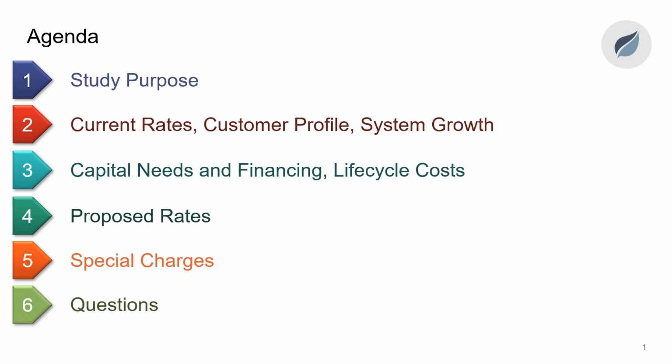We'll talk about the capital needs and how we propose to finance those capital needs. And then we'll talk about life cycle costs, which really relate to asset management planning. Then we'll talk about the proposed rates, the volume and the base charge rates for the water and the wastewater systems. And then we'll get into a summary of the special charges that the county imposes. Lastly, happy to answer any questions at the end.